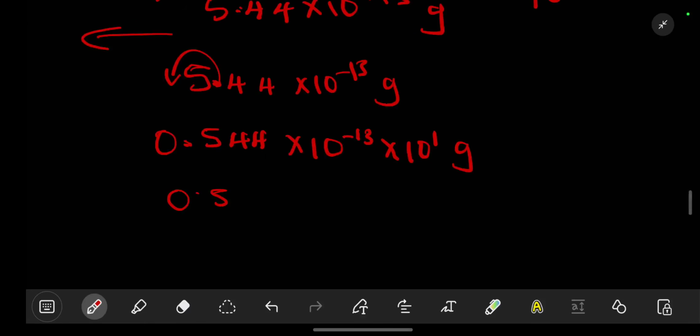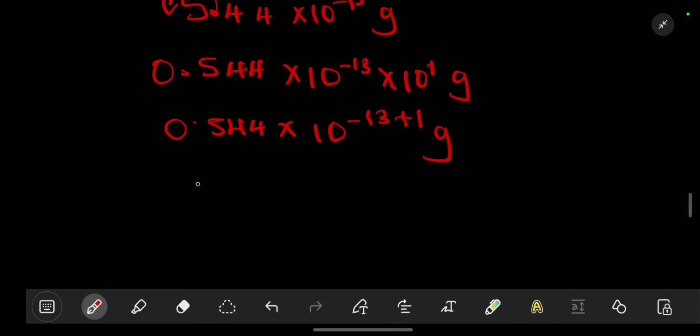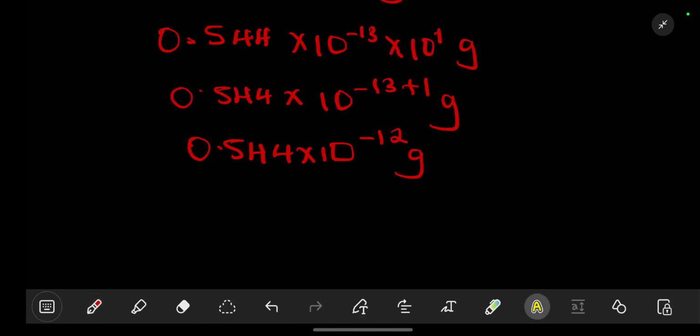We know from the rules of indices, you take one base and add the powers. So if we have plus 1 there, we have 0.544 times 10 to the power negative 13 plus 1, which is negative 12, then the gram. So we know that 10 to the power negative 12 is pico. So this is 0.544, then the symbol for pico is a small letter p, then the gram. So this is what they want you to write, which is 0.544 picogram, like that.